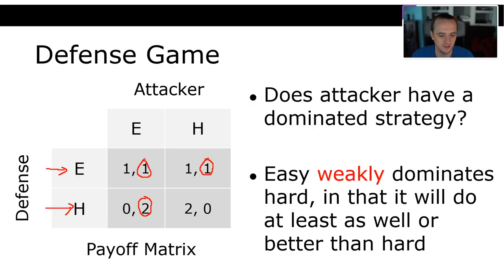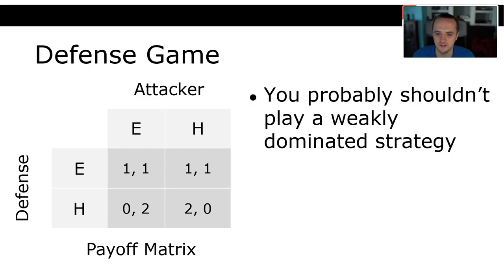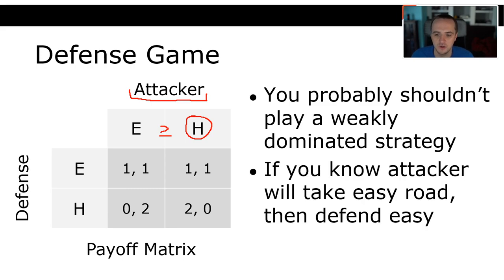Weakly dominated strategies, that's the case of what we just showed. A weakly dominated strategy, s_i prime, exists if the utility for everything else is greater than or equal to it, but for at least one, it's greater than it. Okay? So that's weakly dominated strategies. We see that the attacker has a weakly dominated strategy. Hard is weakly dominated by easy, okay? And you probably shouldn't play a weakly dominated strategy because the other thing does as well or better in every case. So if you know that the attacker should take the easy road, then you should defend the easy road.